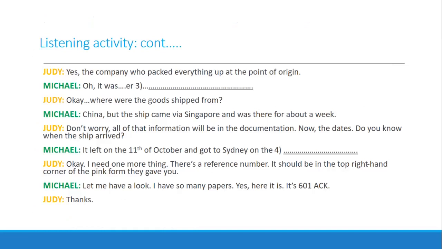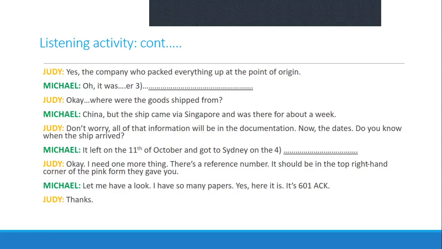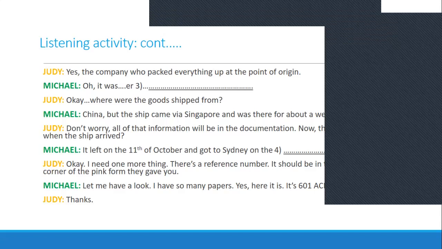Oh, it was, First Class Movers. Okay. Where were the goods shipped from? China. But the ship came via Singapore and was there for about a week. Don't worry, all of that information will be in the documentation. Now, the dates. Do you know when the ship arrived? It left on the 11th of October and got to Sydney on the 28th of November. Okay. I need one more thing. There's a reference number. It should be in the top right-hand corner of the pink form they gave you. Let me have a look. Oh, I have so many papers. Yes, here it is. It's 601 ACK. Thanks.